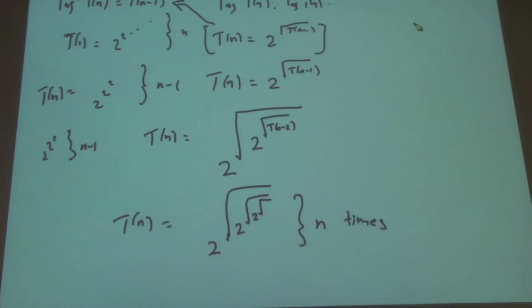So we had g of n. Can someone remember what this was? Like this, right?